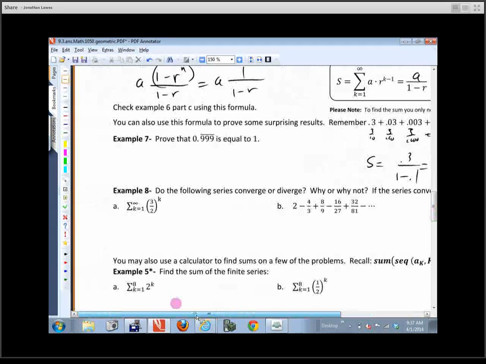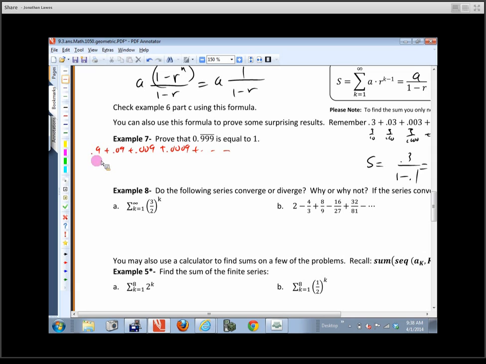Let's look at this guy right here. Let's prove that 0.99 repeated, just a bunch of nines going on forever, is actually equal to 1. Seems a little bit counterintuitive, but here's how we're going to do this. We're going to take the first term here and think of that as 0.9 plus 0.09 plus 0.009 plus 0.0009. And we're just going to let that go on forever.